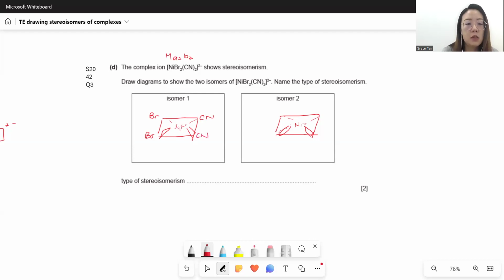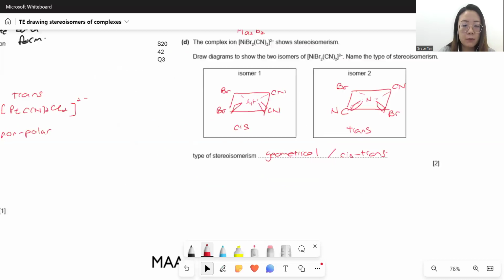So this molecule is a cis isomer. This molecule is a trans isomer. Type of stereoisomerism, you answer geometrical. Or you can answer cis-trans. So I've covered the first one called Ma2B2 in a square planar shape because you only have 4 things. So 4 things, you either bear a square planar or a tetrahedral. But mostly A2B2 is square planar.